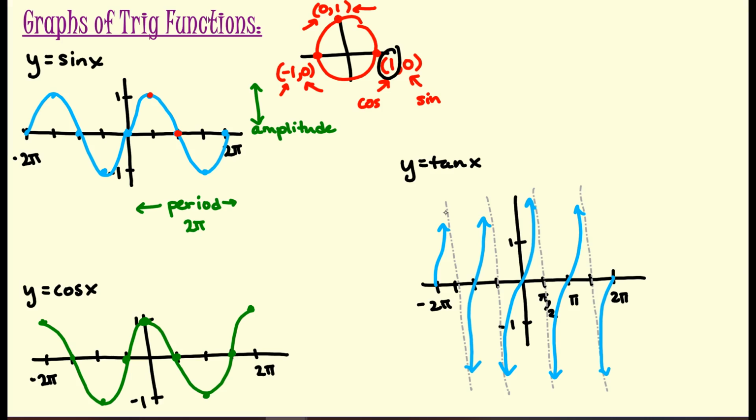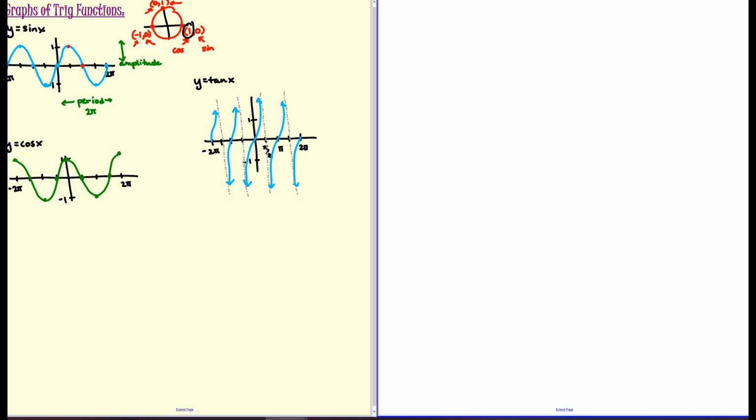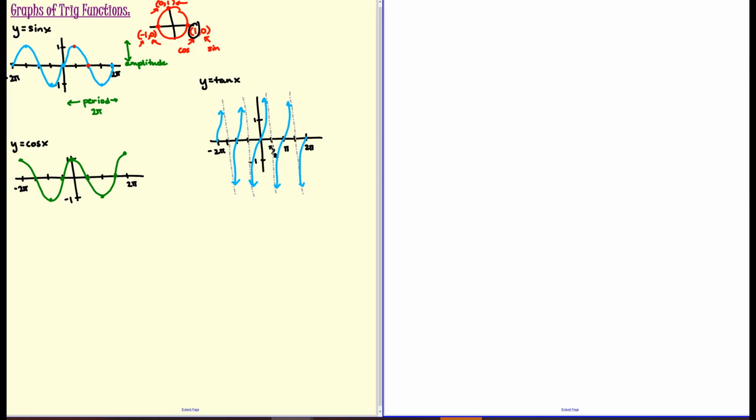Okay, now what about the other 3 graphs? So remember that cosecant is the reciprocal of sine. So if I want to graph y equals cosecant of x, I'm going to look at the sine graph.